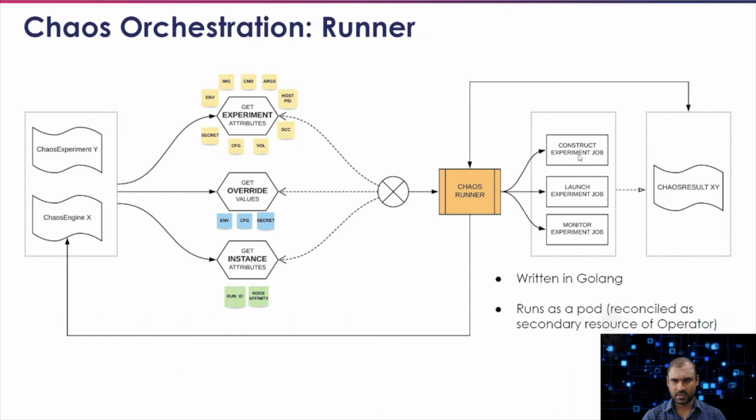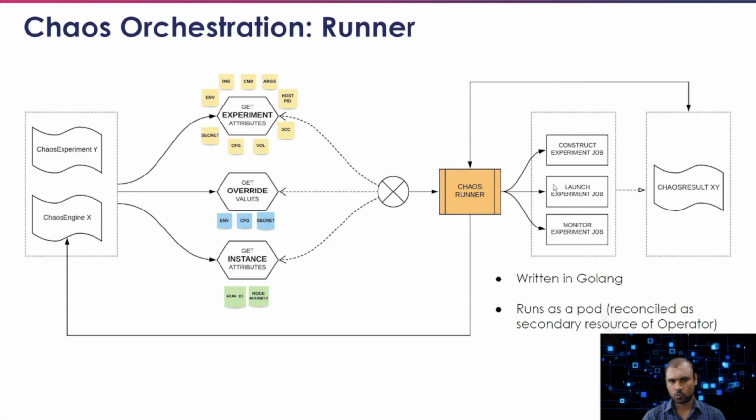And once it constructs the experiment job, it launches it. The experiment job is going to create or inject the chaos on your AUT or application under test. And the runner is also going to look for or monitor the chaos job as it runs. So in short, the runner does a lifecycle management of your experiment. It constructs your experiment job, it launches it, and the experiment job does its job of creating the chaos and creating the result. And the runner also monitors for the completion of this job.